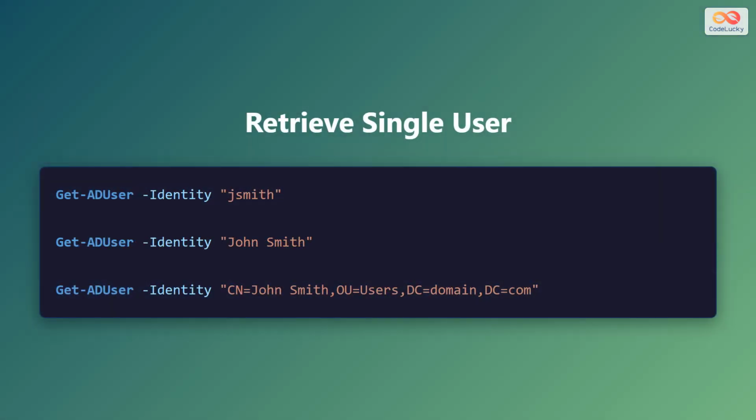There are multiple ways to retrieve a single user with Get-ADUser. You can use the SAM account name, which is the user's login name, like JSmith. You can also use the display name, such as John Smith, which is the user's full name as it appears in Active Directory. Finally, you can use the distinguished name, which is the complete path to the user object in Active Directory, like CN=John Smith,OU=Users,DC=domain,DC=com. Each method is valid, and you can choose the one that's most convenient for your situation.